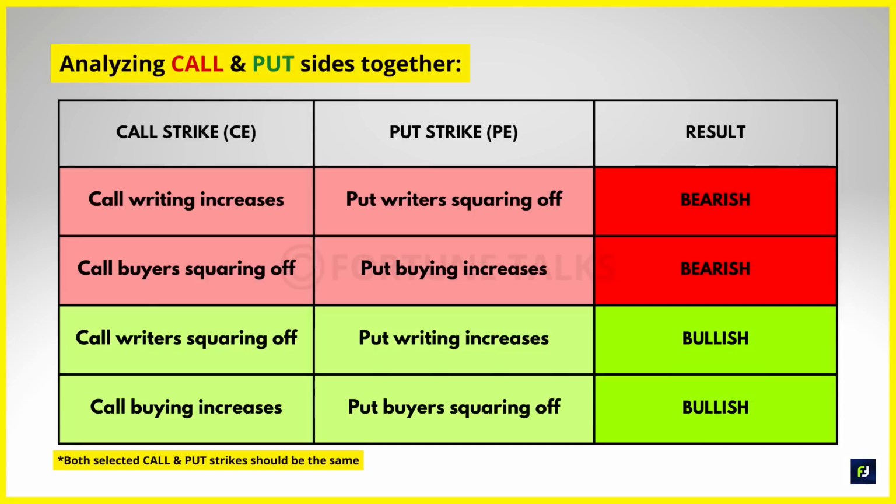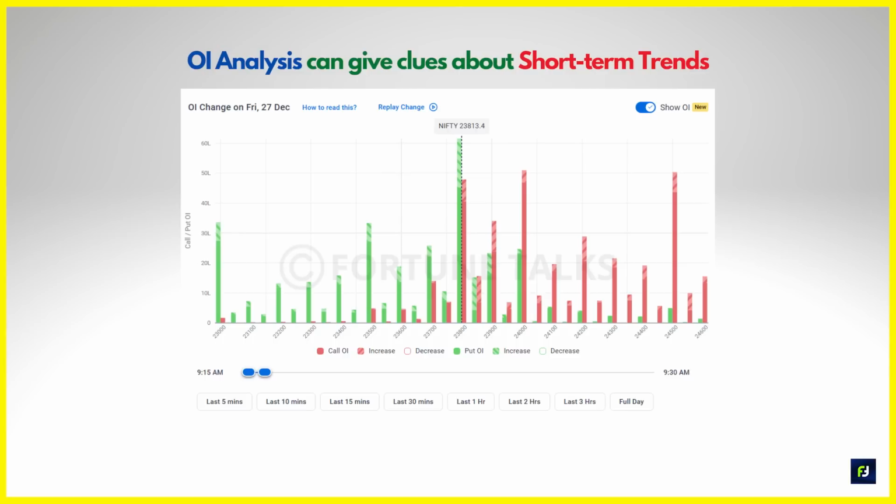And finally, if the call buyers are adding new positions while the put buyers are decreasing or exiting their existing positions, then also it indicates a bullish sentiment in the underlying. So as we can see, activity taking place in the option chain can provide clues as to what might happen in the underlying asset in the very short term.